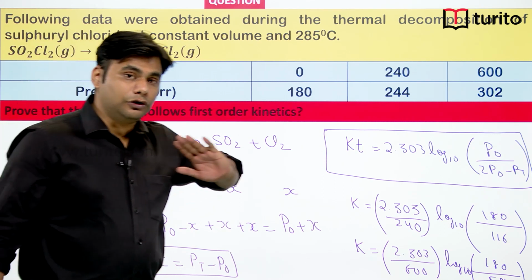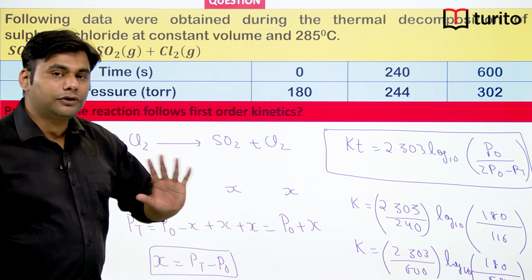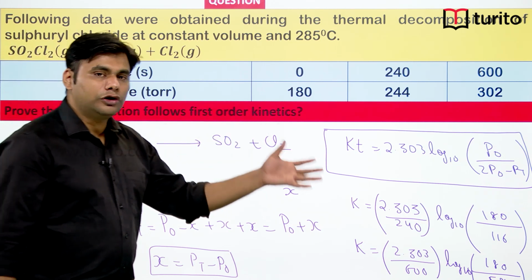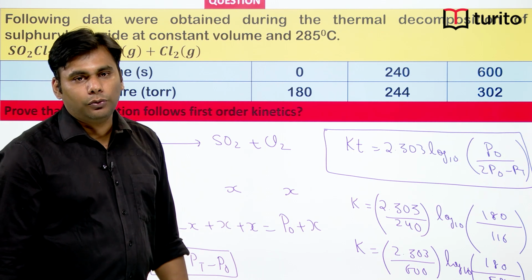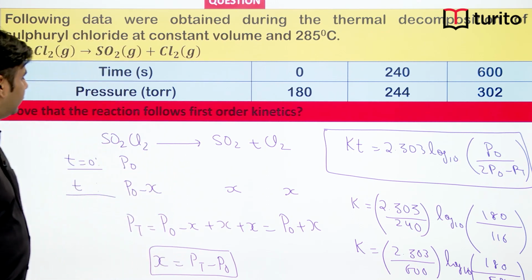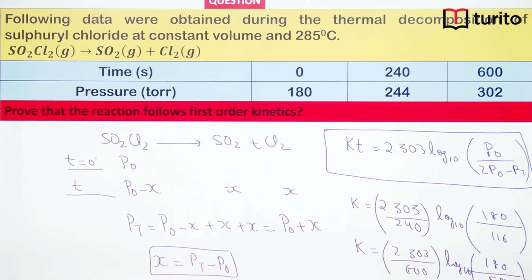Okay, so we have to first use that equation and see if that equation holds true, then the value of the rate constant at different time intervals would come out to be the same. Okay, so just have a look. You can take a snapshot of this as well. Okay, so I hope this is clear to everyone.